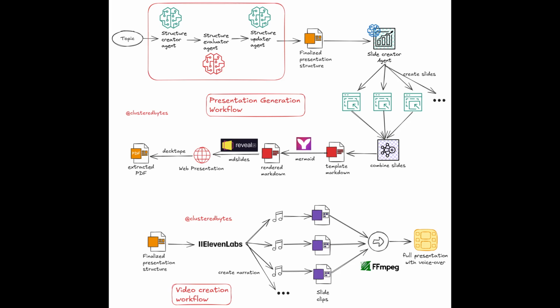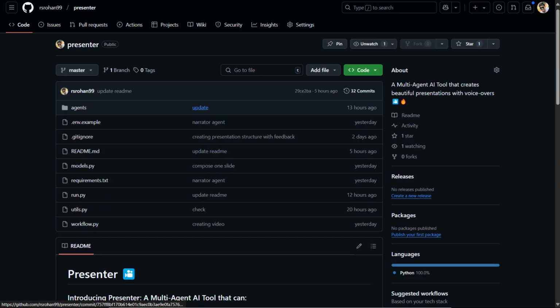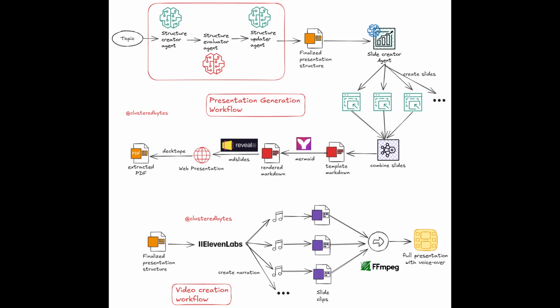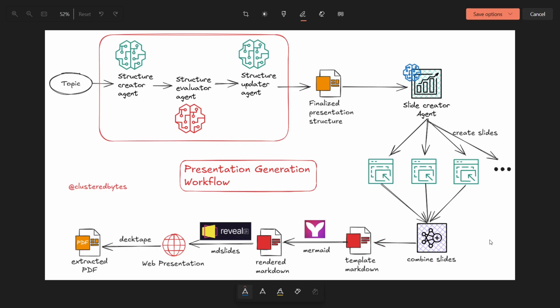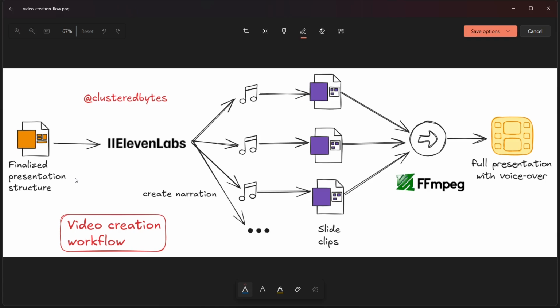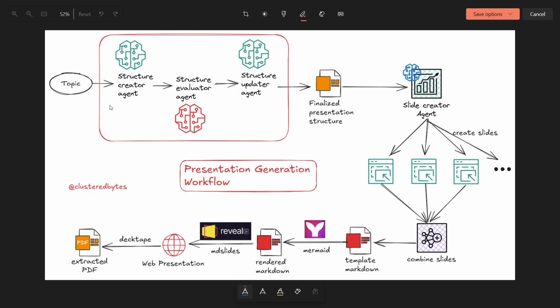Now let's look at the high-level architecture, all the tools I've used, and how LlamaIndex Workflow orchestrates everything. It's completely open source, and the repository will be linked down below. There are two workflows here. The first one takes the topic, creates the presentation without the video, and the second one creates the video for the presentation with voiceover. In the first presentation generation workflow, the structure creator creates the initial structure for the presentation.